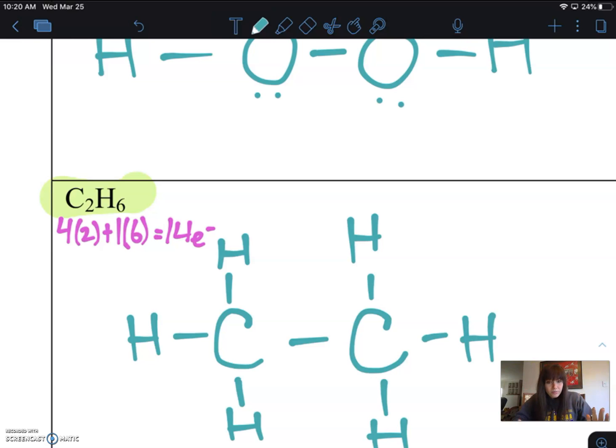Now, quick glance through. All of the hydrogens have a full valence. We don't have to worry about them. Both of our carbons have 4 bonds on them, so that means they've got a full valence and the right number of bonds. Our only real check here is just to make sure that we have 14 valence electrons on this compound. So we've got 2, 4, 6, 8, 10, 12, and 14. Perfect.